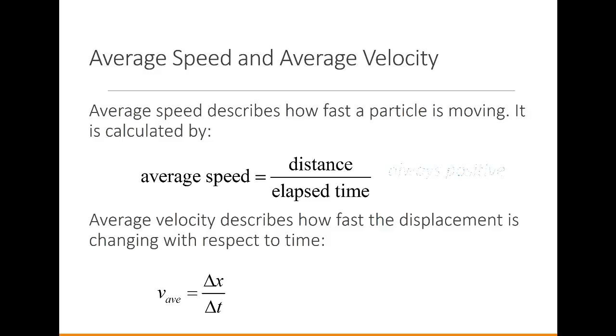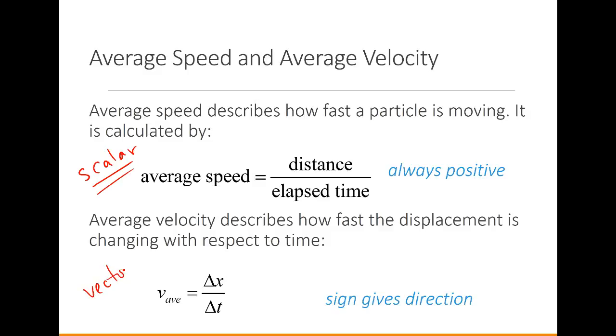The difference being that speed is always positive because distance, or how far you travel, is always positive. And as a matter of fact, speed is a scalar, and velocity is a vector. And the sign of this will give us the direction. And typically we'll put a vector arrow over this to show that that's a vector quantity.